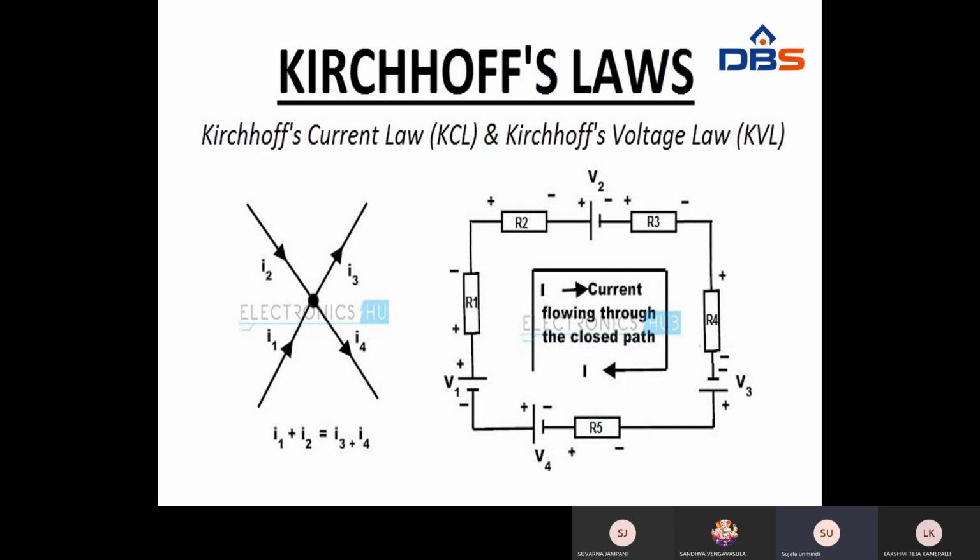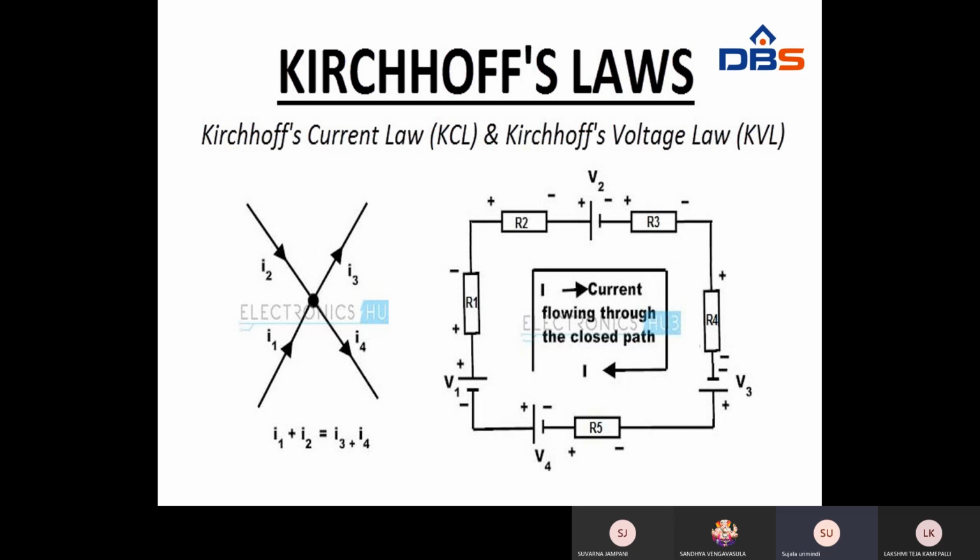Two or more elements meeting at one point is nothing but a node, or it is where the sum of the elements entering is equal to the sum of the elements leaving. When you observe the figure here, there are four currents: I1, I2, I3 and I4. I1 and I2 are entering the node, and I3 and I4 are leaving the node.